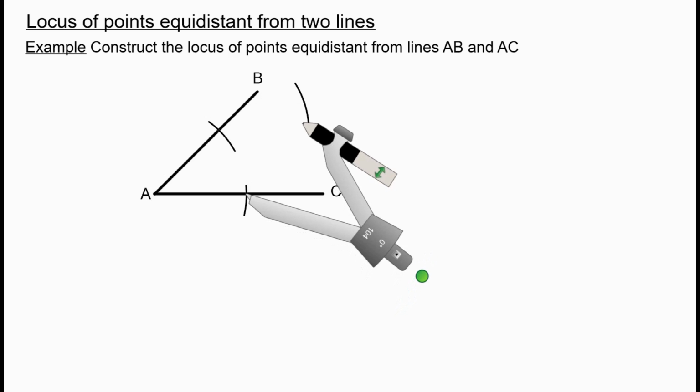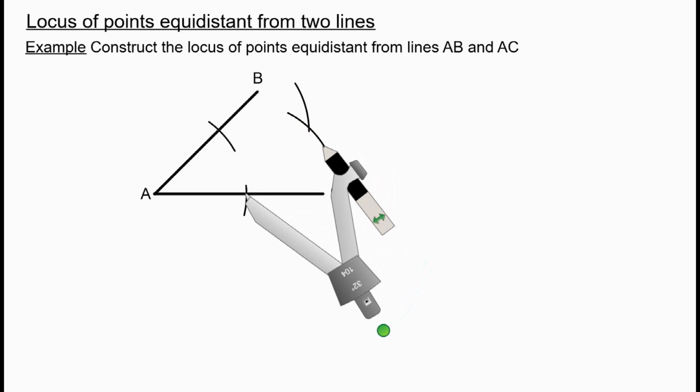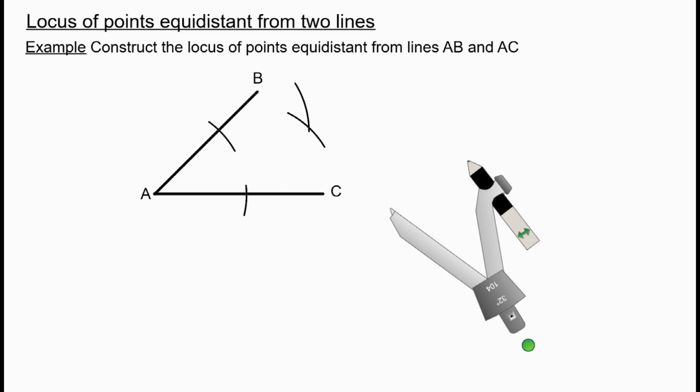So I've only just managed to make those big enough, but that's fine. And now I'm going to get a ruler and join up A to where those lines intersect and carry that on. And what I've now drawn is the locus of points equidistant from AB and AC.